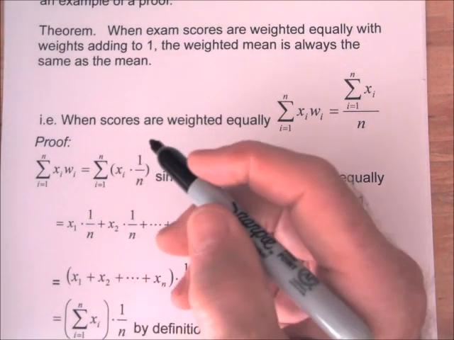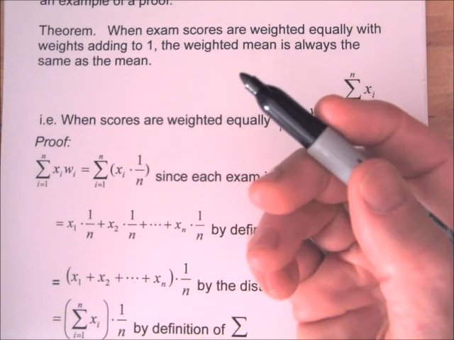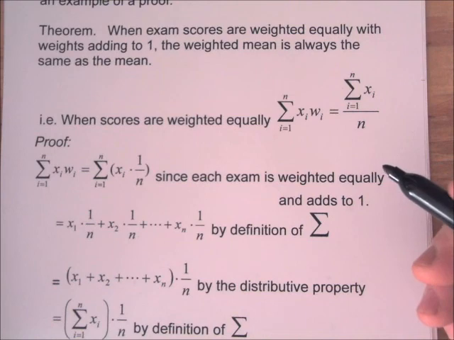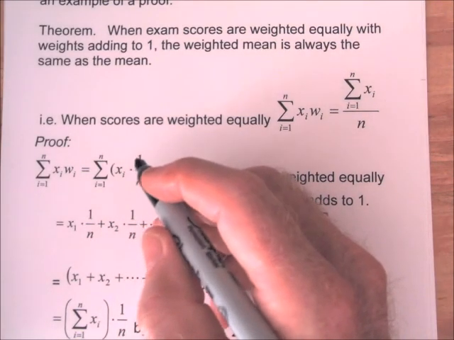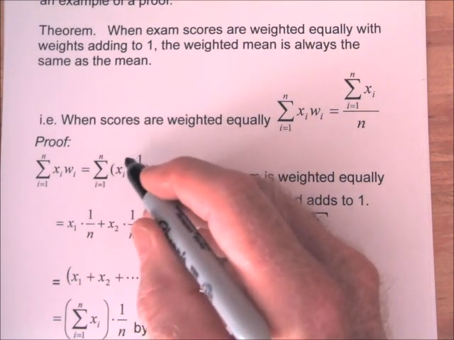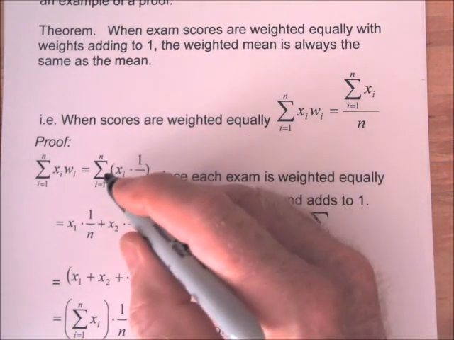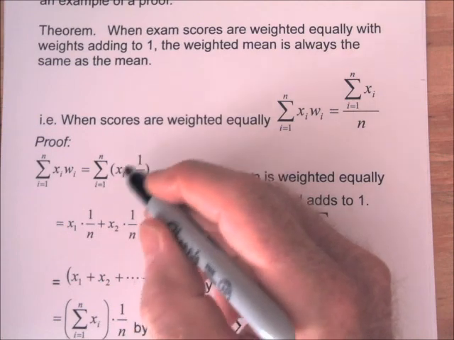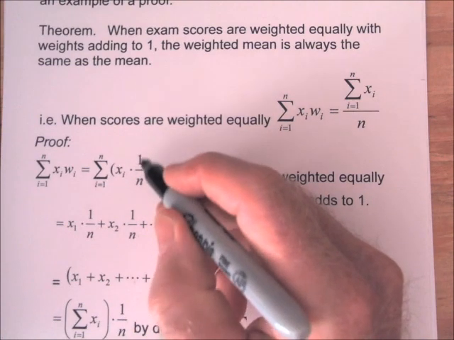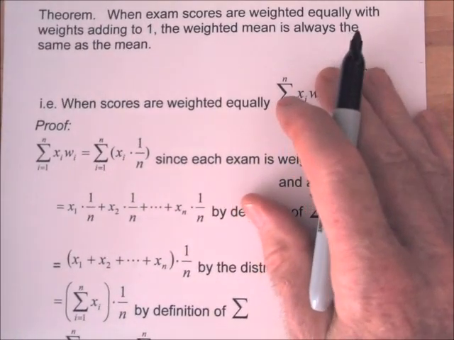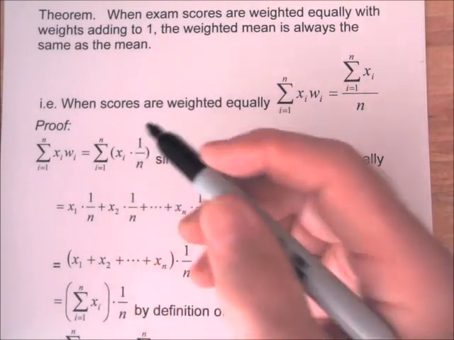If you split a pizza among 3 people, then each person gets 1/3 of a pizza, or 1 over 3. If you split a pizza among 17 people, then the fraction that each person gets is 1 over 17. And if you divide a pizza among n people, then the fraction each person gets is 1 over n. So it's the same idea here. We're weighting each exam score equally, so each weight has to be 1 over n.